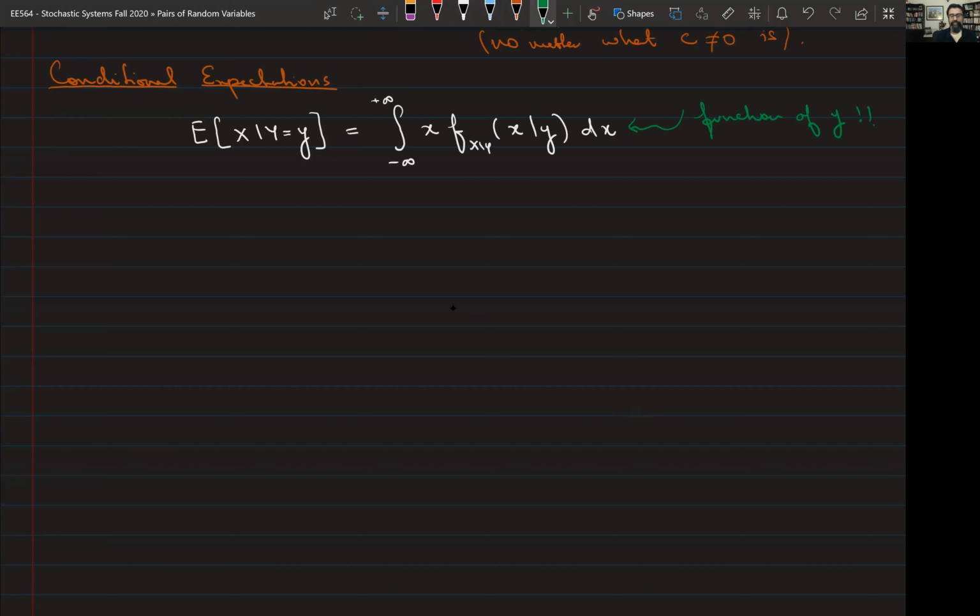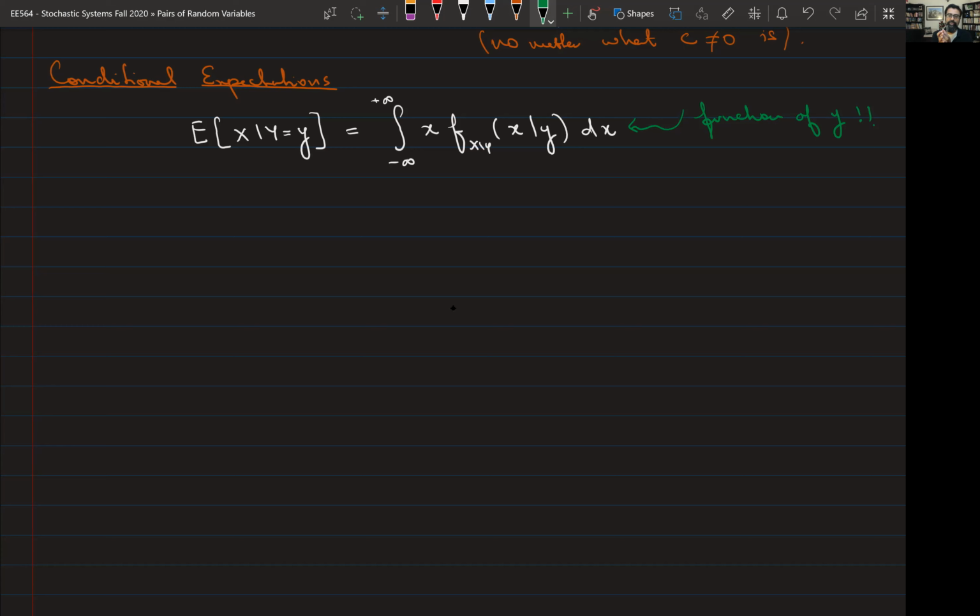Everybody sees that, right? This is going to be a function of y. Why? Because y just stays there. That's given. That's an observation that you've made. For different observations, this expectation may be different. As the observations change, this conditional expectation may be different. And that's very, very intuitive. The average weight of 5-year-olds is not going to be the same as the average weight of 10-year-olds.